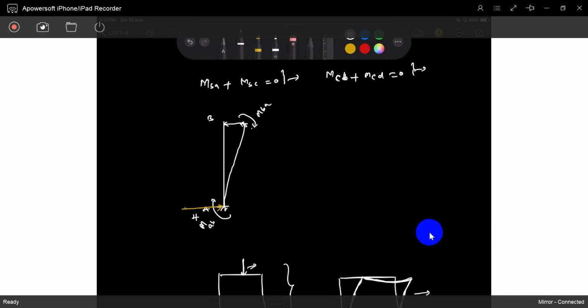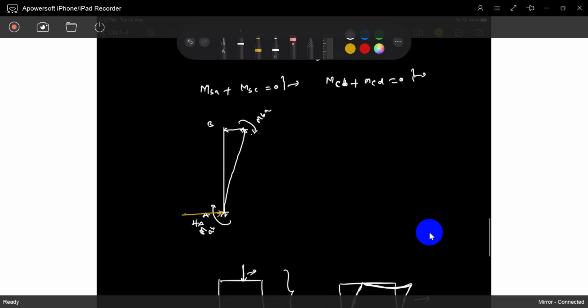So take HA. So these are the free bodies. It is HA, so automatically it can be HB. Both are equal. Understood? So now you observe it. This is a free body diagram.